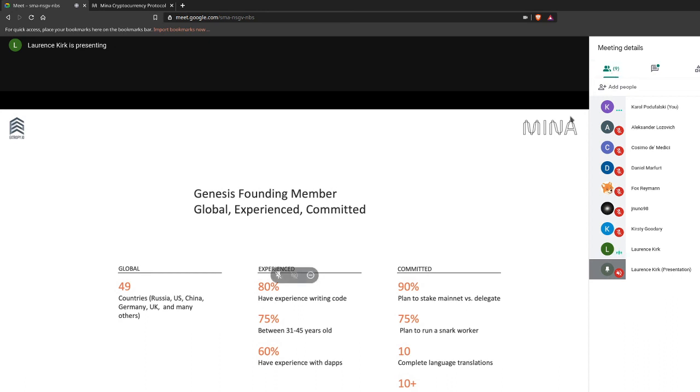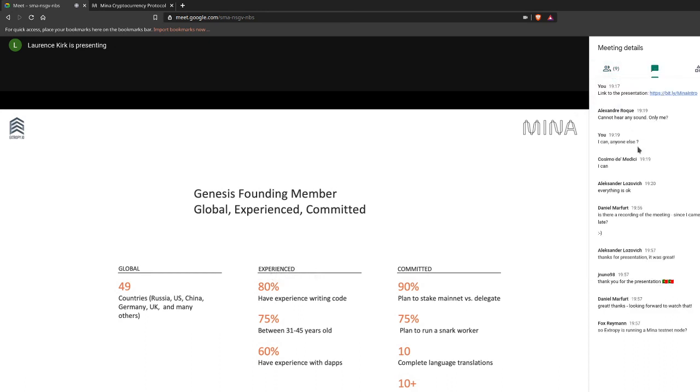Yes, we were running a testnet node. We're just waiting for the next testnet to come along. We'll run another node. It's well worth getting involved.